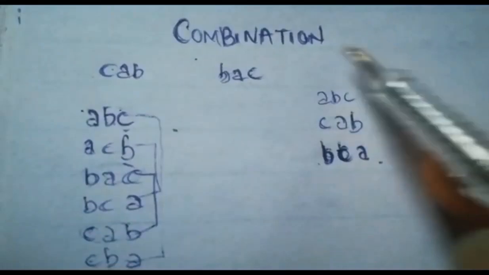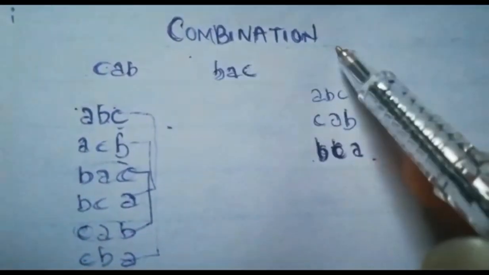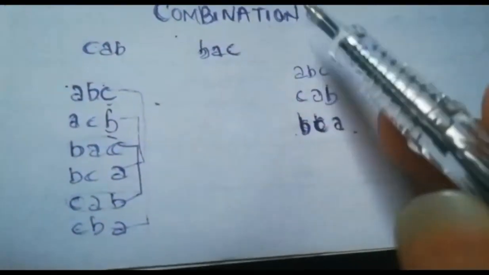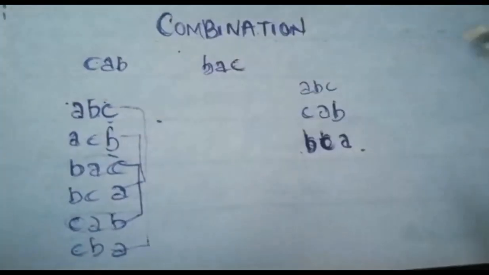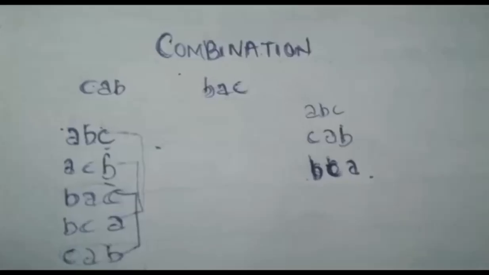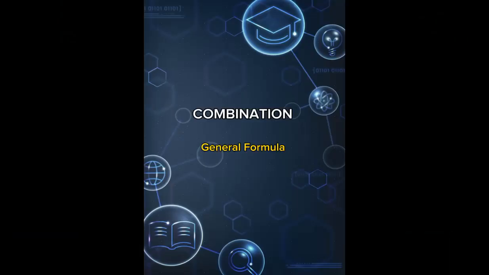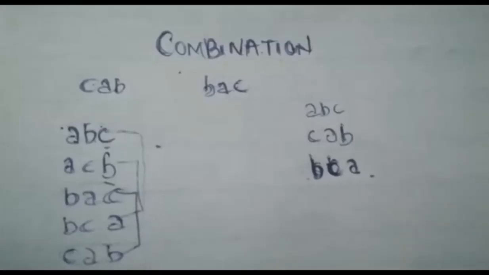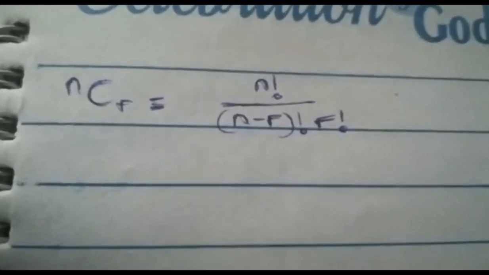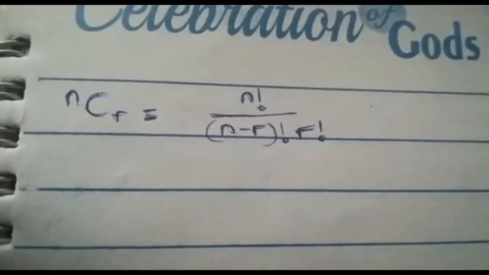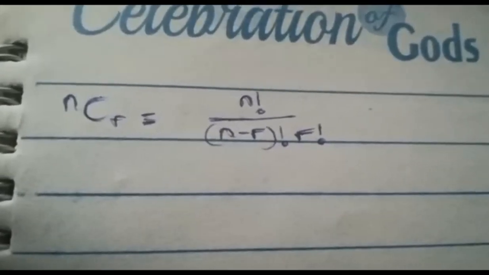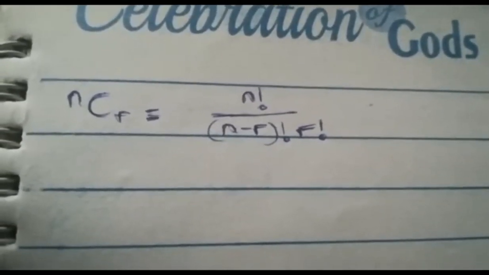So this is under combination, and the key word for combination is actually selection. Most of the time you see "selected." So the key word of combination is selection. Now let's look at the general formula for combination. N combination R equals n factorial over n minus r factorial times r factorial. This one is different from permutation, and it has another extra r factorial at the bottom.